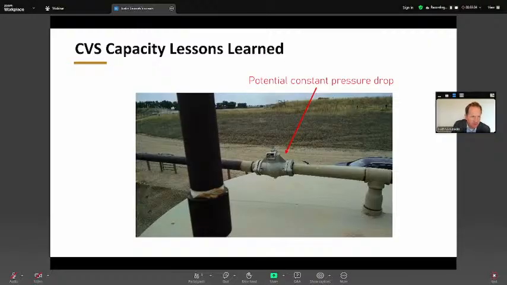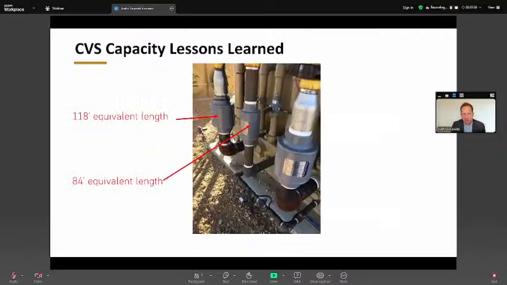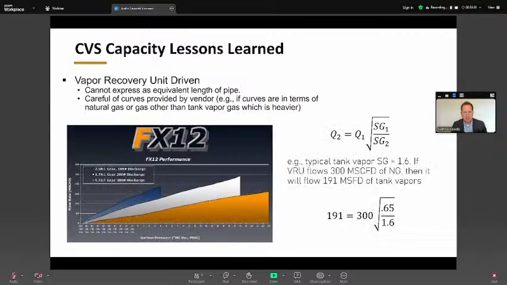I talked about these flame arrestors. On combustors, you'll have multiple rails, sometimes multiple burner rails, and each rail will have its own flame arrestor. And you can see the different flame arrestors have different equivalent lengths and can significantly cause back pressure. As well as vapor recovery units. Vapor recovery units are extremely difficult.